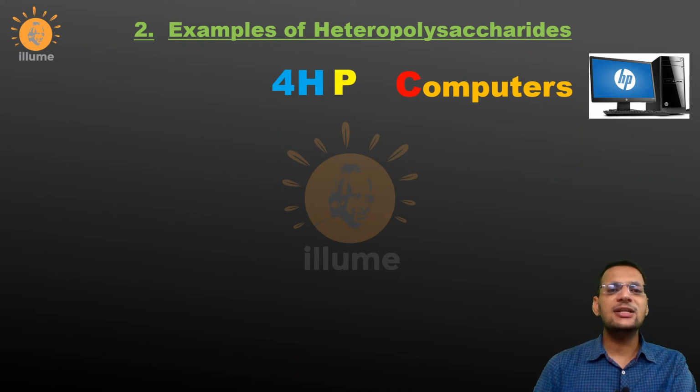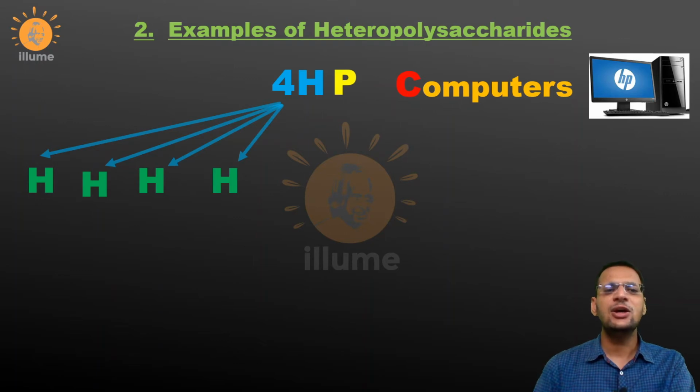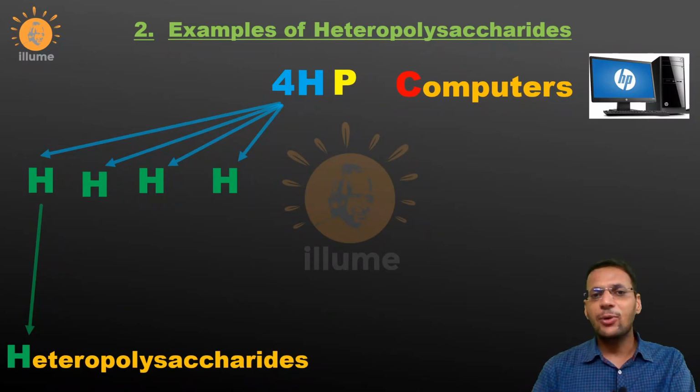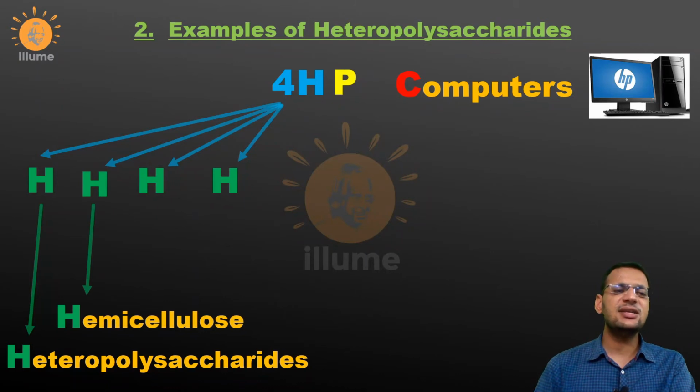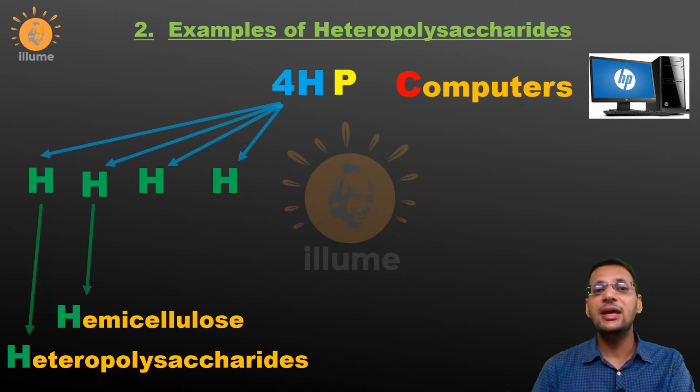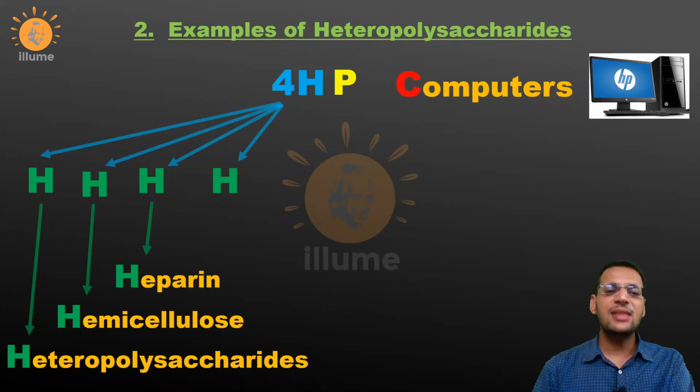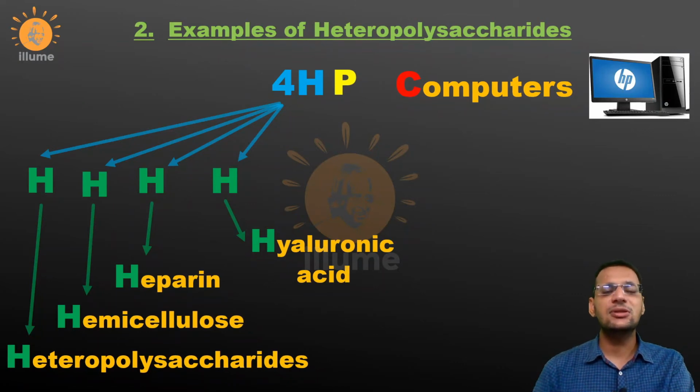First of all, 4H means we have to write H 4 times. Now these 4H are examples of heteropolysaccharides. Like first H would represent heteropolysaccharide, that means the mnemonics is for heteropolysaccharides. Next H would remind us of hemicellulose. Yes, hemicellulose is a heteropolysaccharide. Then comes heparin and then hyaluronic acid. So hyaluronic acid, heparin and hemicellulose are examples of heteropolysaccharides.